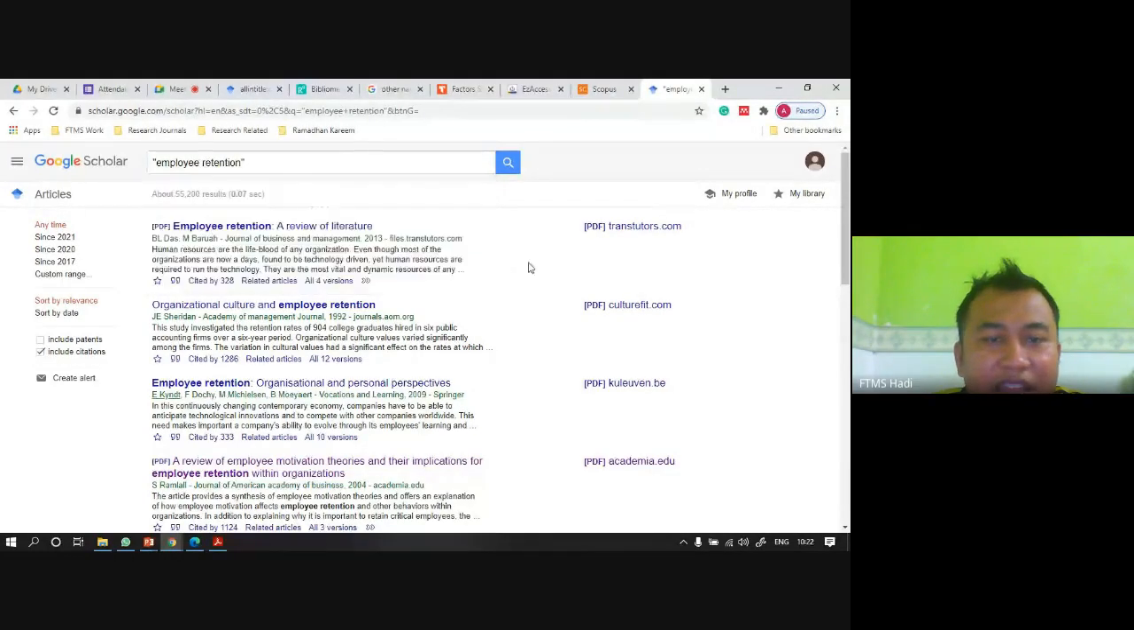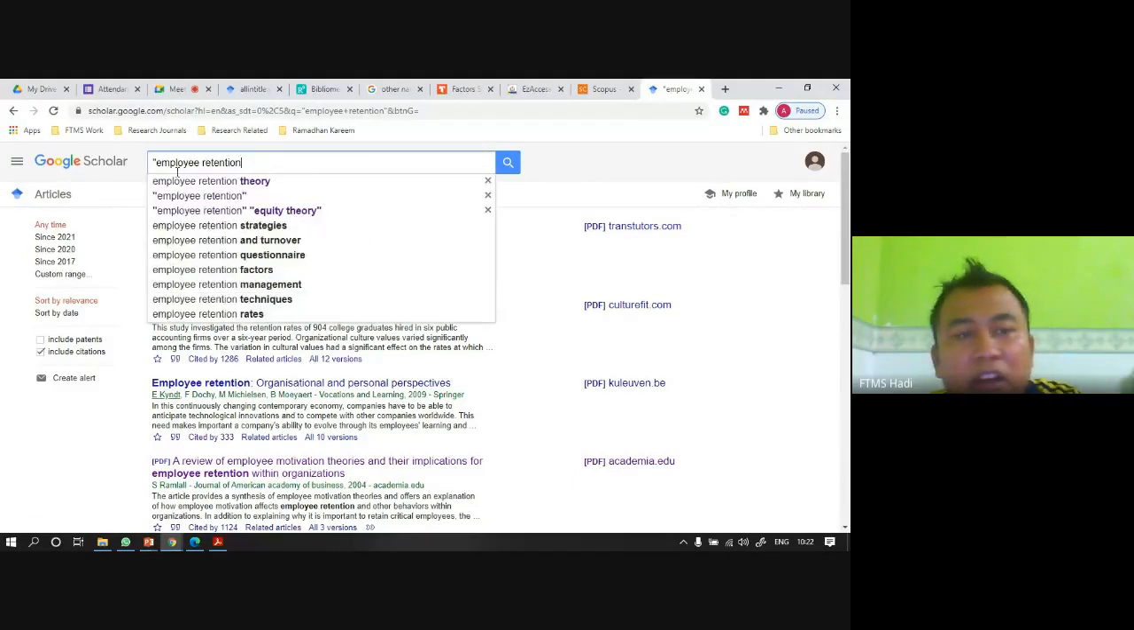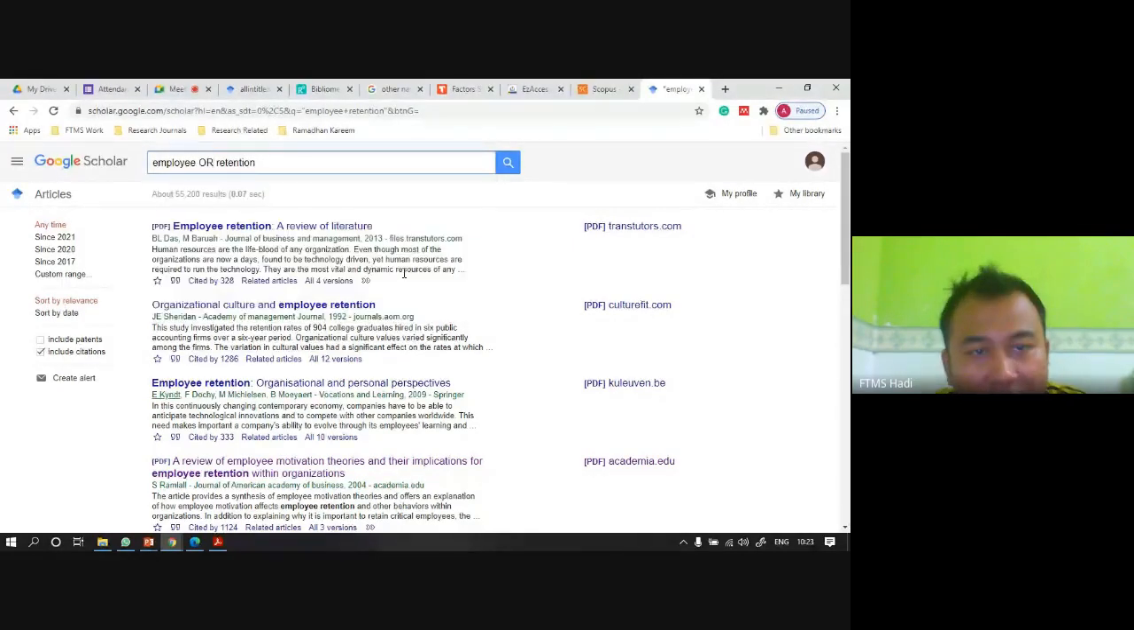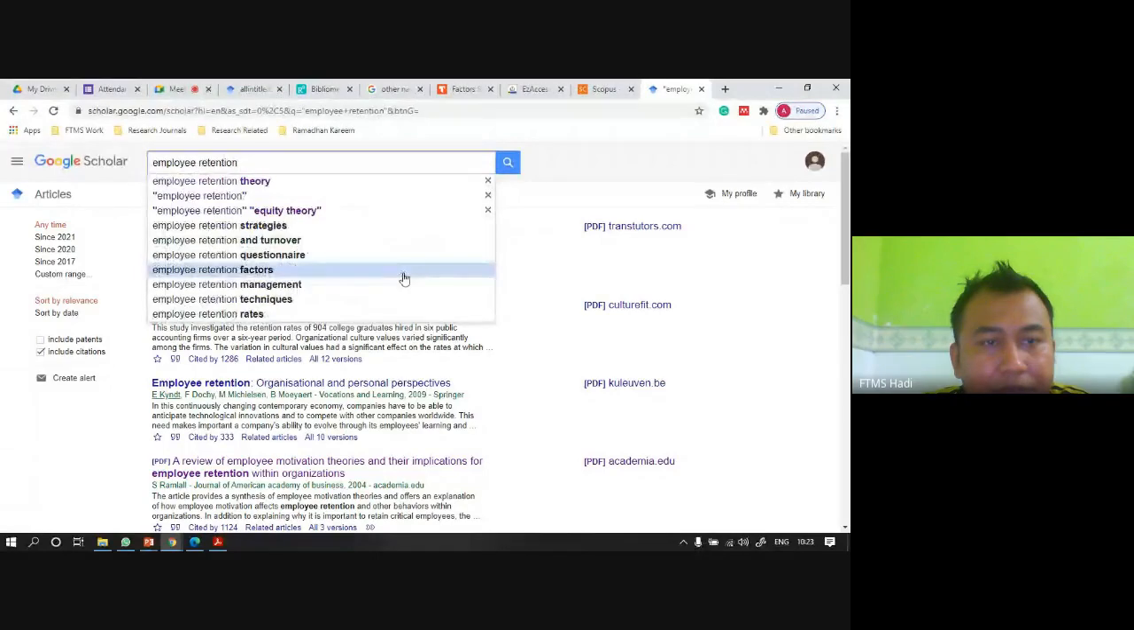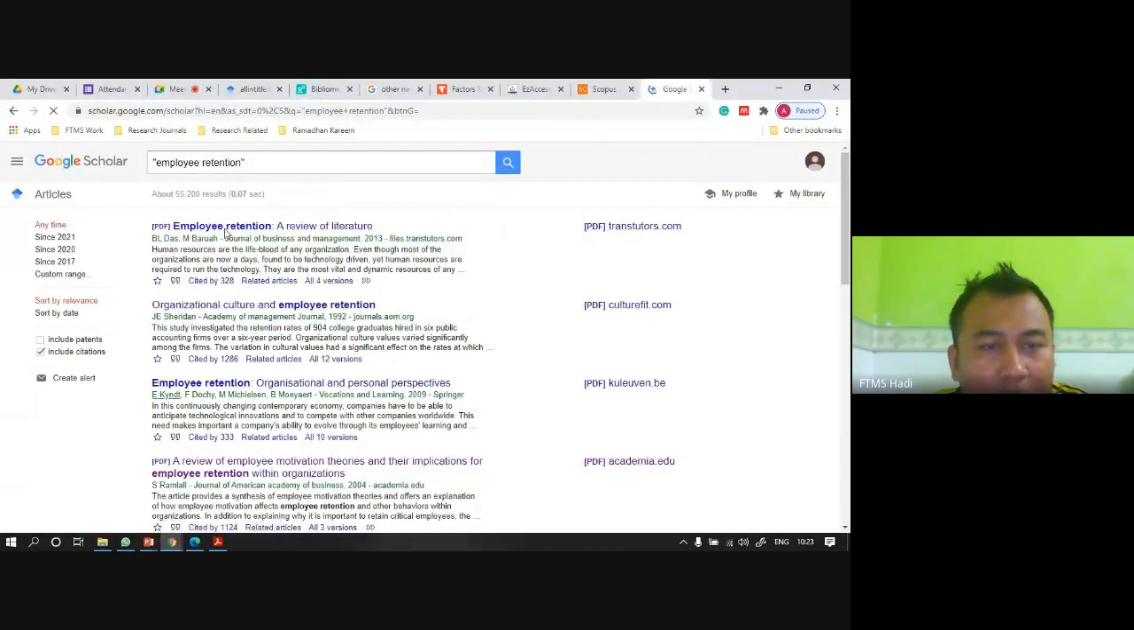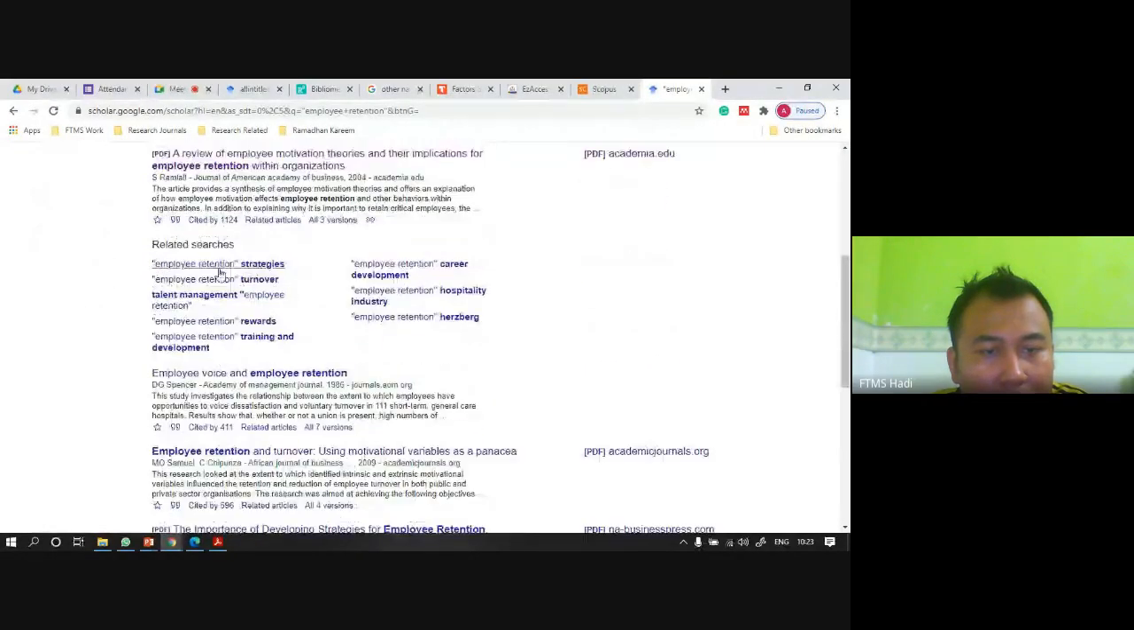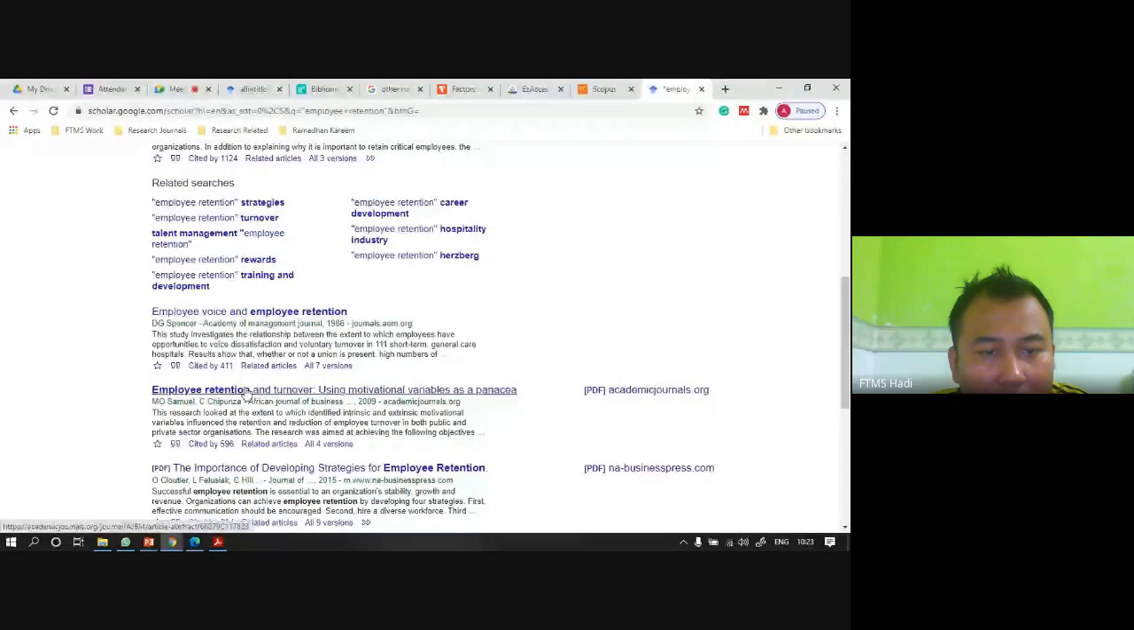That means if you don't put double quotation marks, they will come up with employee or retention, anything related to employee, anything related to retention. But if I put double quotation marks, the results will be related to employee retention only. You see, they lock the words together.